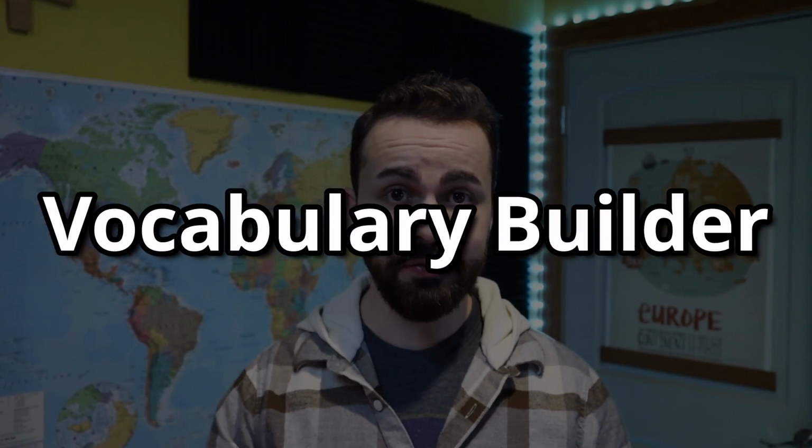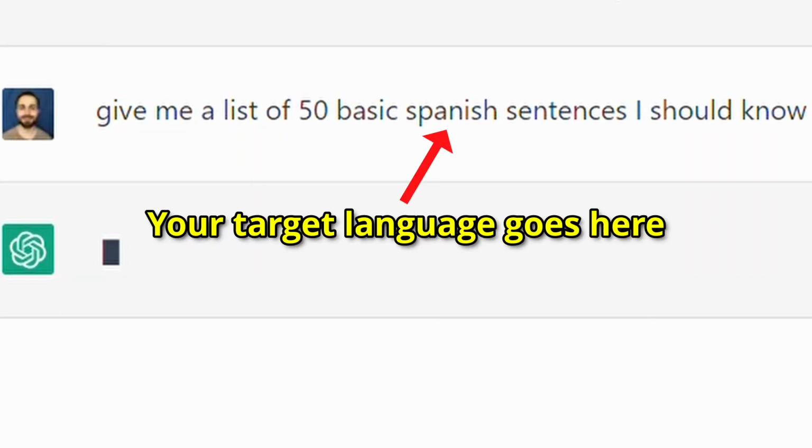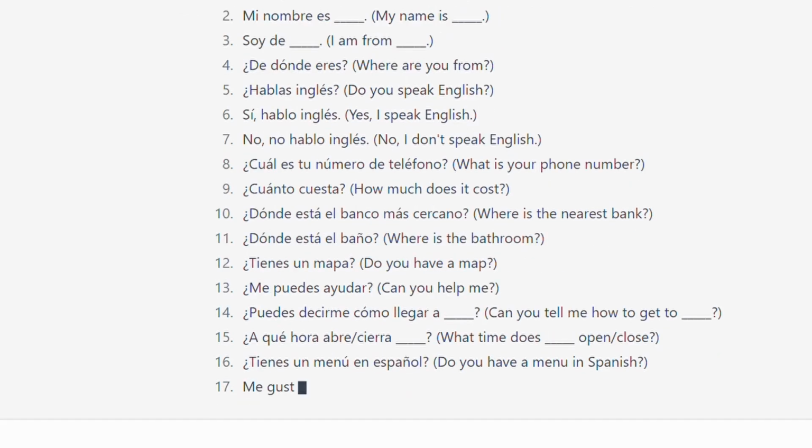Now, utilizing it as a conversational partner assumes you already have a decent level of vocabulary in your target language. If you don't, you can start by using it as the second function, which is a vocabulary builder. Give me a list of 50 basic sentences in blank language. If you ask it this, it's going to spit you out a list with the translations in your native language.